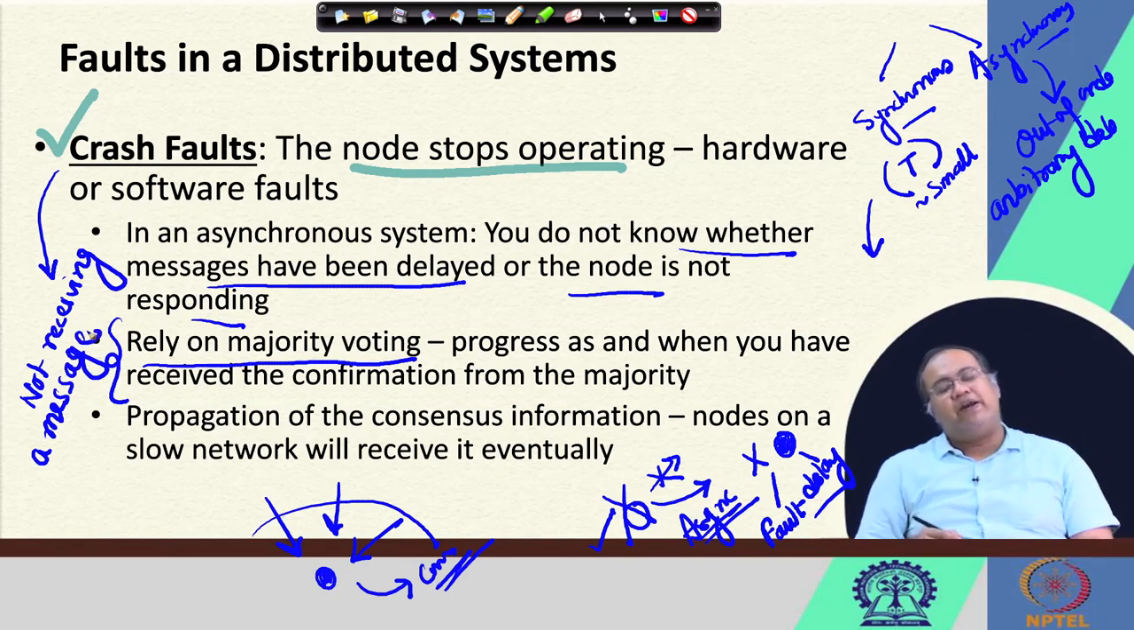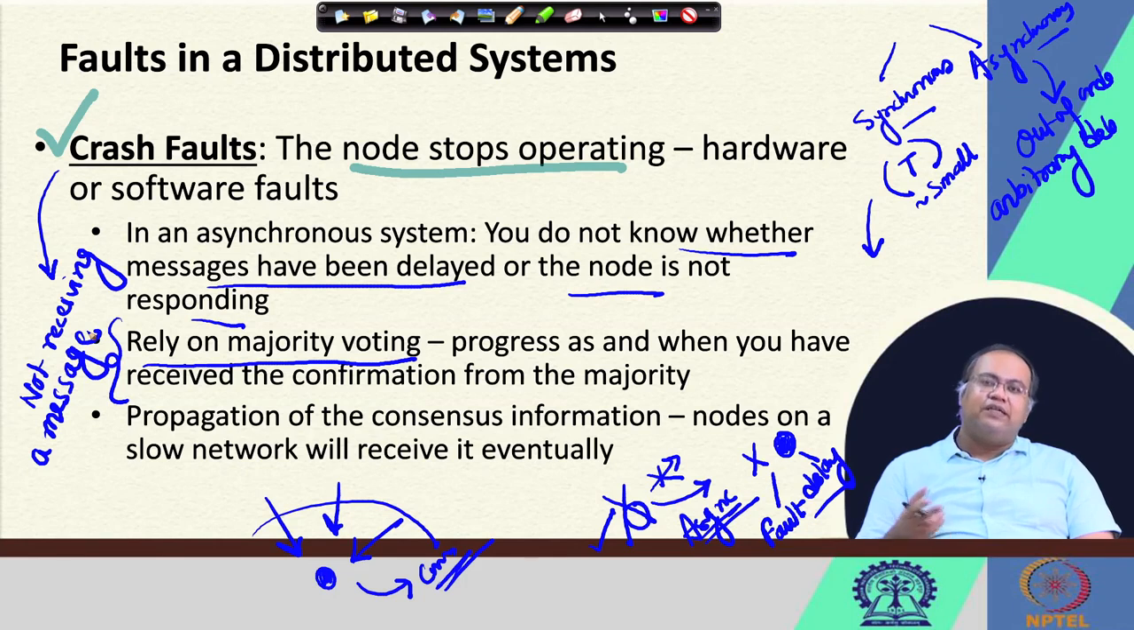So it will never happen that you are receiving a wrong message. If you are receiving a wrong message, that is a different kind of fault which we are going to discuss later on. That particular fault we call the Byzantine fault, but here we are just talking about the crash fault. In case of a crash fault, either you will receive the message or you will not receive the message. But not receiving the message does not mean that the node has crashed, because you are in an asynchronous system, and in an asynchronous system you can have arbitrary delay on the message.